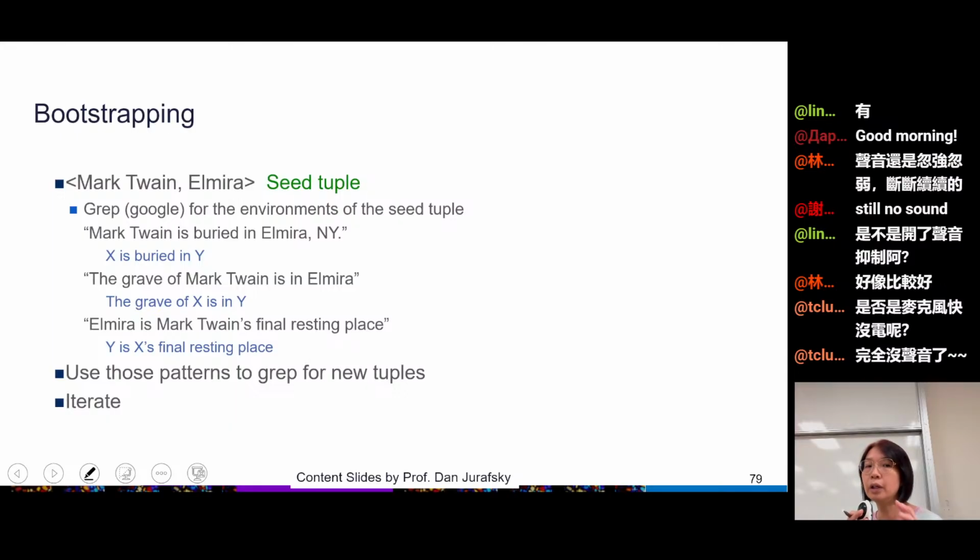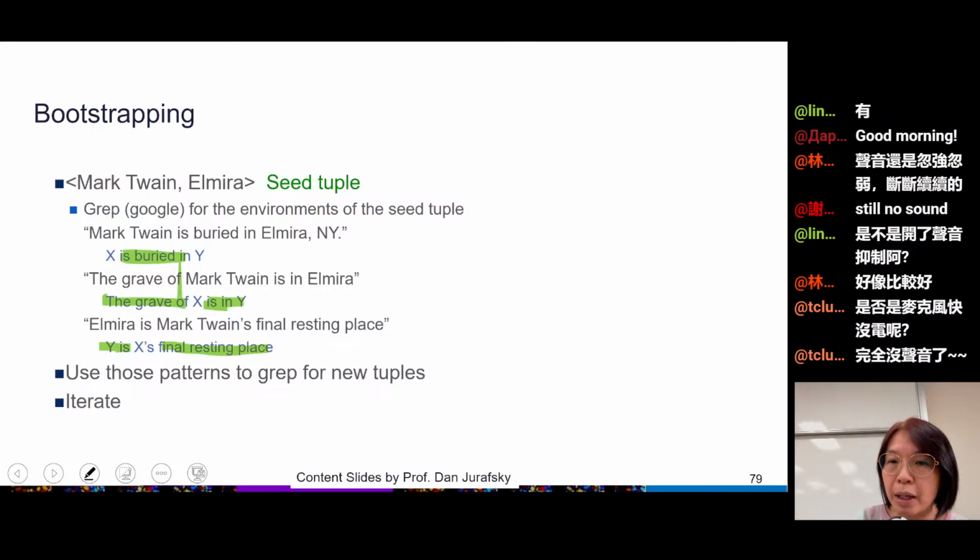After you get all the statements, such as "Mark Twain is buried in Elmira, New York" and "The grave of Mark Twain is in this one," you will say, oh, I actually have some patterns. I have this pattern and that pattern. Then I can utilize those patterns to get other pairs of entities. The next time maybe it's Mark Twain, Newton, someone, and then you have more from there.